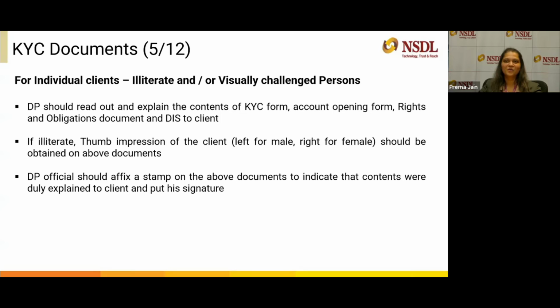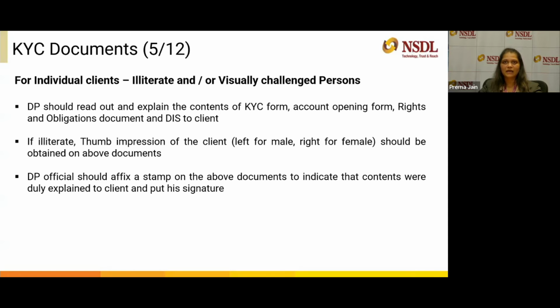In case an account is opened by illiterate or visually challenged persons, depository participants are advised to follow the procedure, which includes the DP reading out and explaining to the client the contents of the KYC application form and account opening form whenever so requested by the clients.